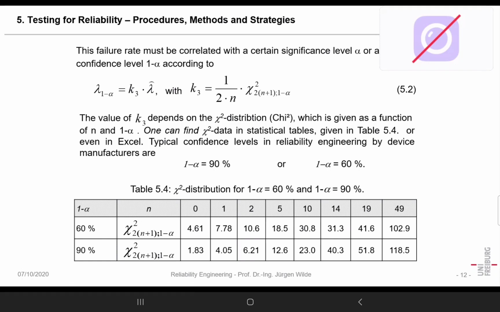So you can say lambda 1 minus alpha is n divided by nTA times 1 to n, and then chi-square. And then we can see the n just eliminates, and so it doesn't hurt that it is 0. And then we can calculate a failure rate for that case.